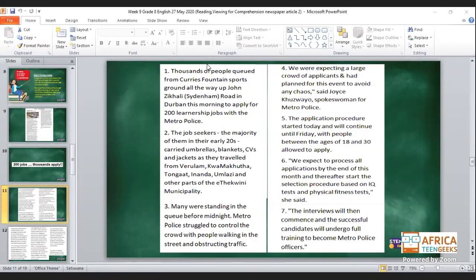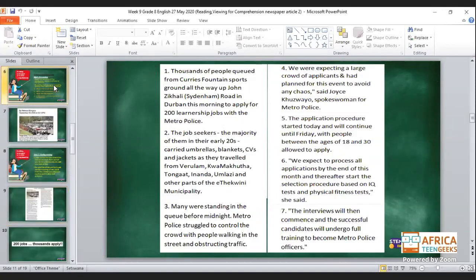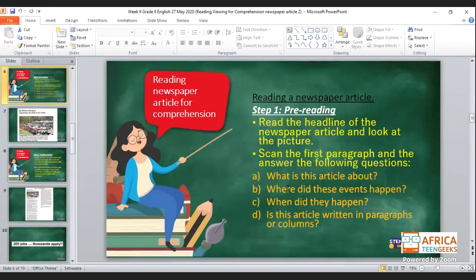Thank you so much, Nkanka. Wow, you read that so well. Thank you for reading the first paragraph for us. And from what she read, we are in a position to answer these questions, to know what this article is about. Now we know that it's about 200 jobs. It is about people who went to the Fountain Sports Ground to apply for jobs.